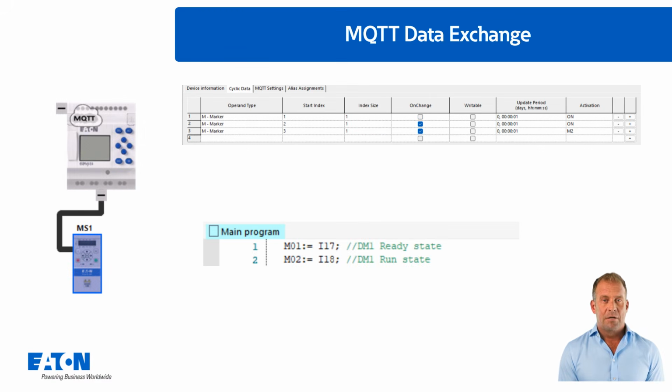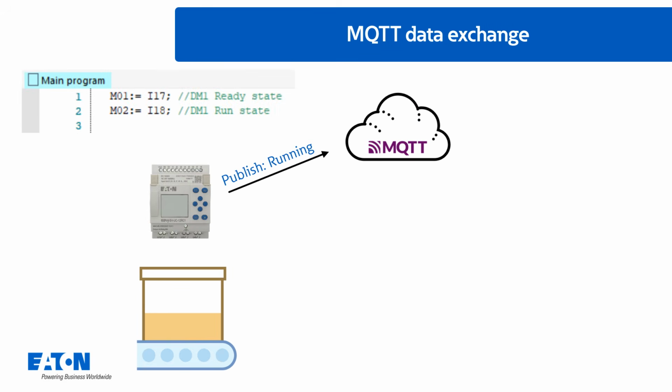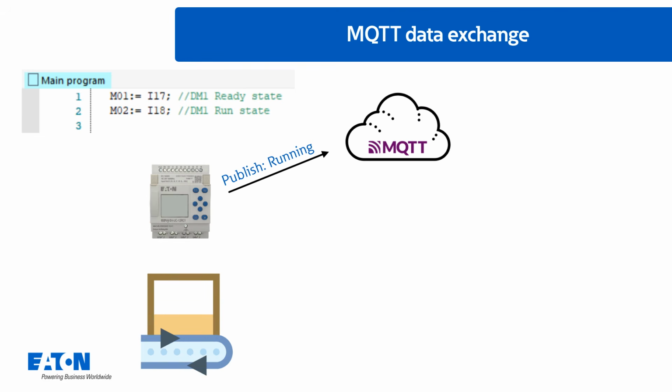For the next step, a small program has now been set up that takes over control of the conveyor belt in the production line via an Eaton DM1 Pro. All operands used here were added in the MQTT cyclic data tab shown earlier. If the variable frequency drive status now changes to run, this is communicated to the broker via the easyE4.